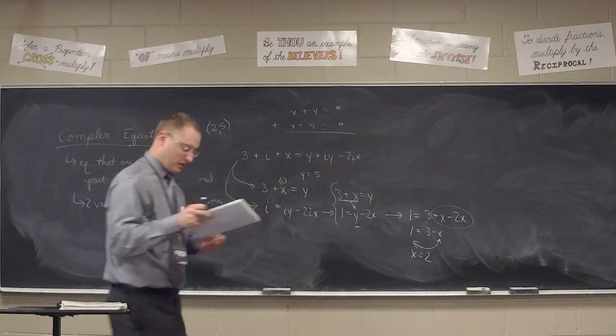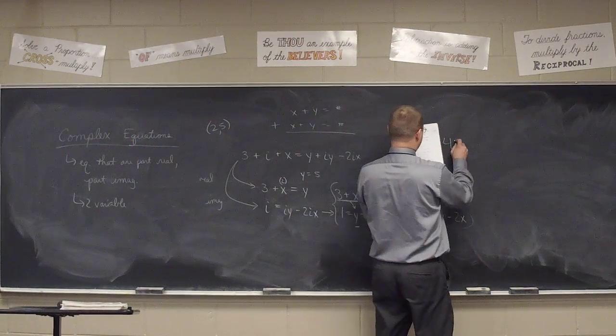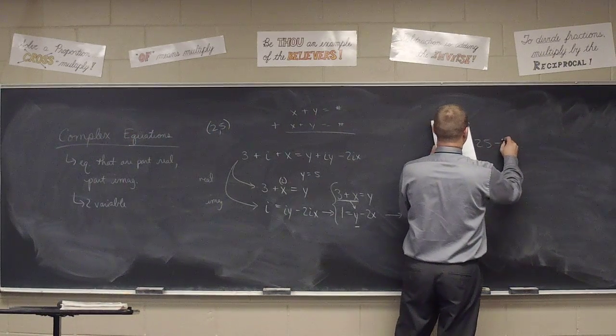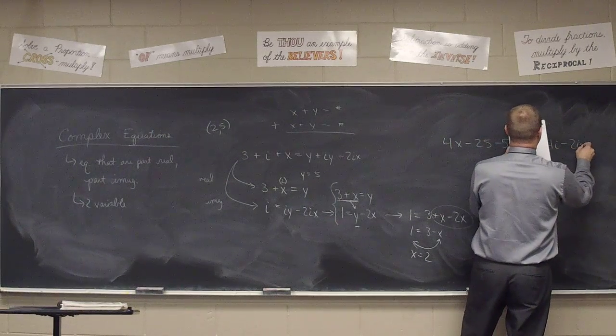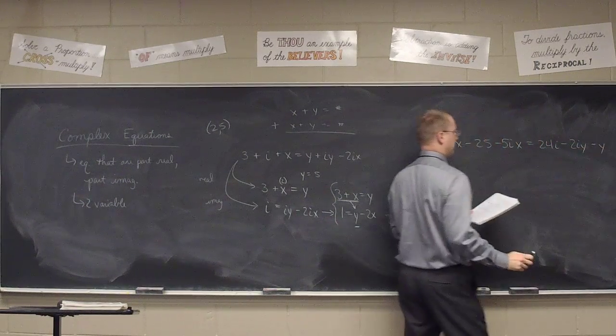Let's do another one of these. Write this down if you would. 4x, negative 25 minus 5ix equals 24i minus 2iy minus y.